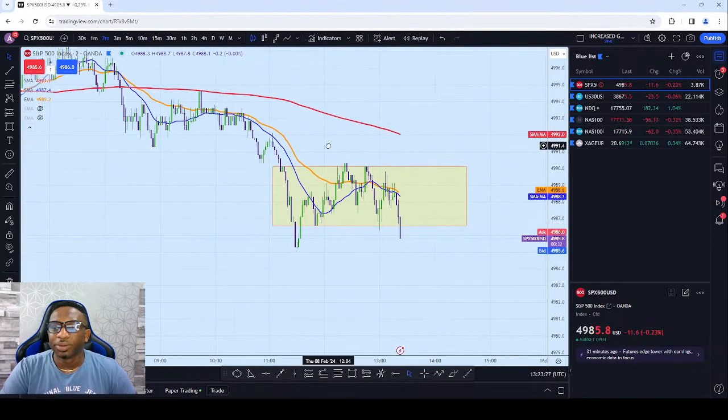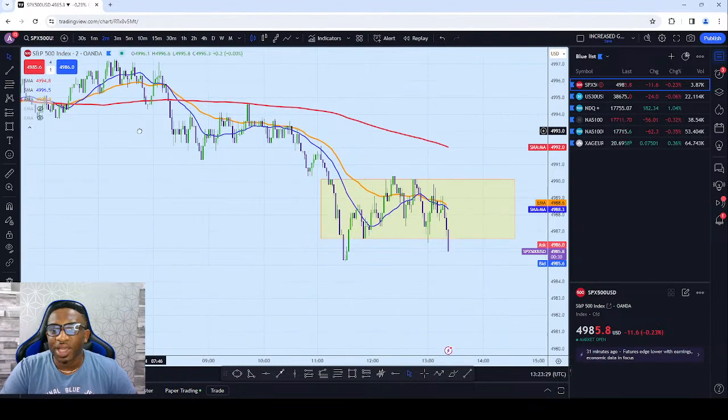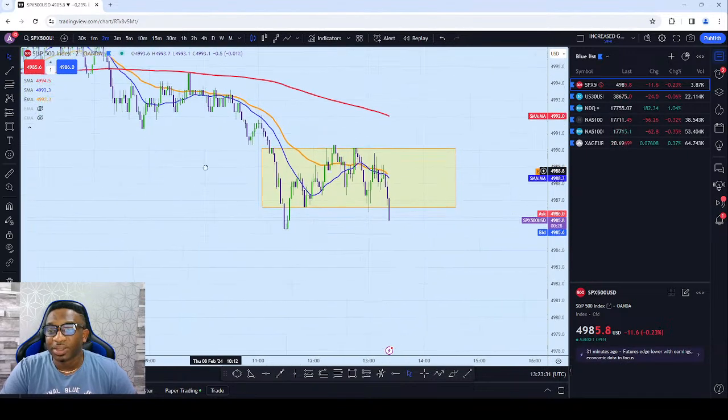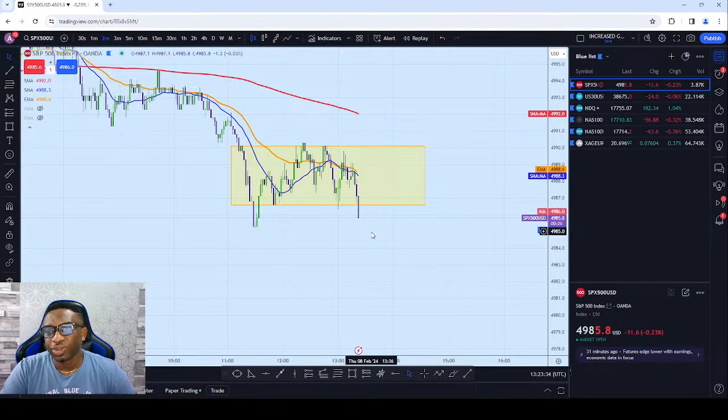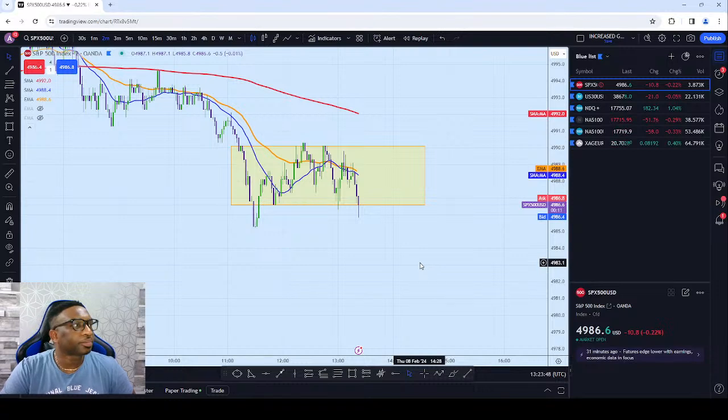Poking out. So looking at where price is coming from, there's a high probability that it will continue downwards, as it already looks like it started. There's a high probability, but we'll wait to see.